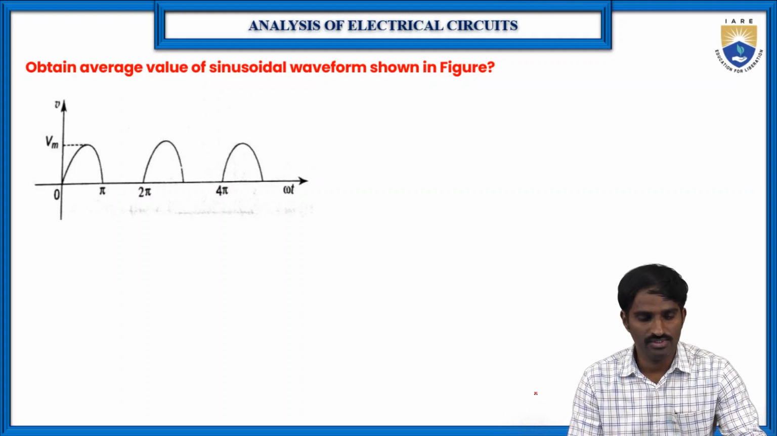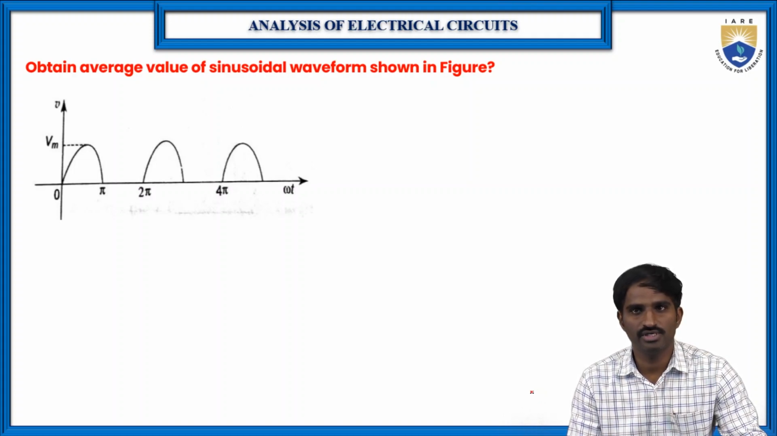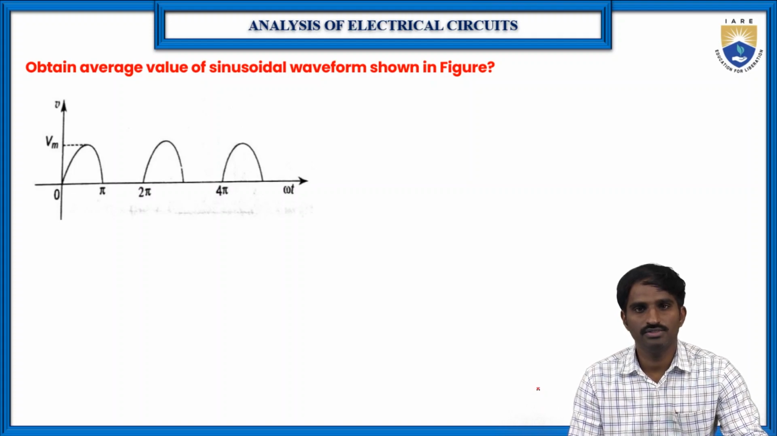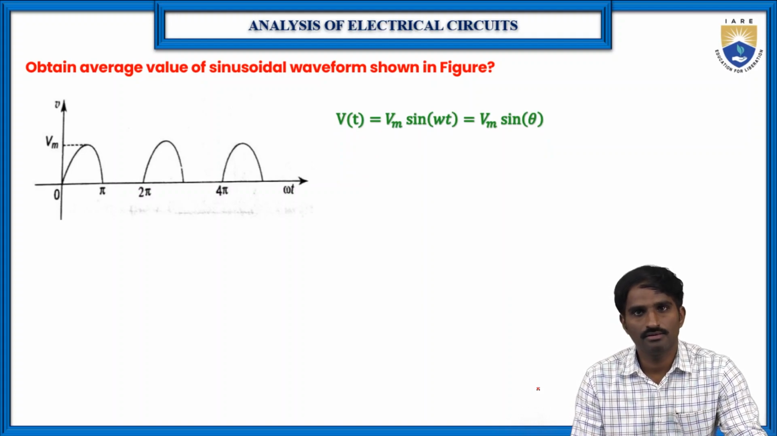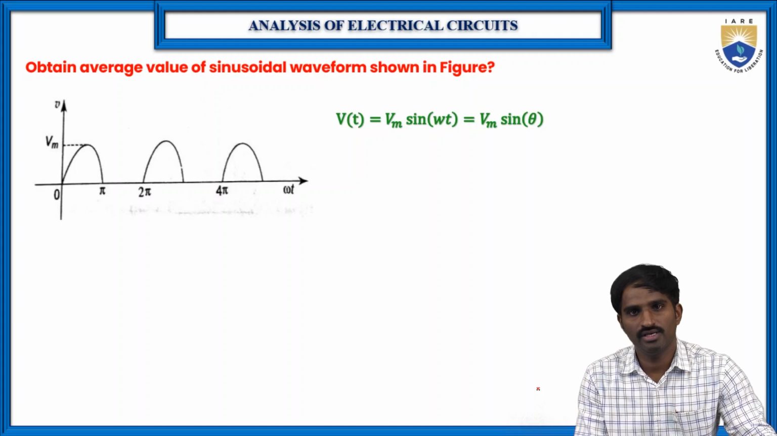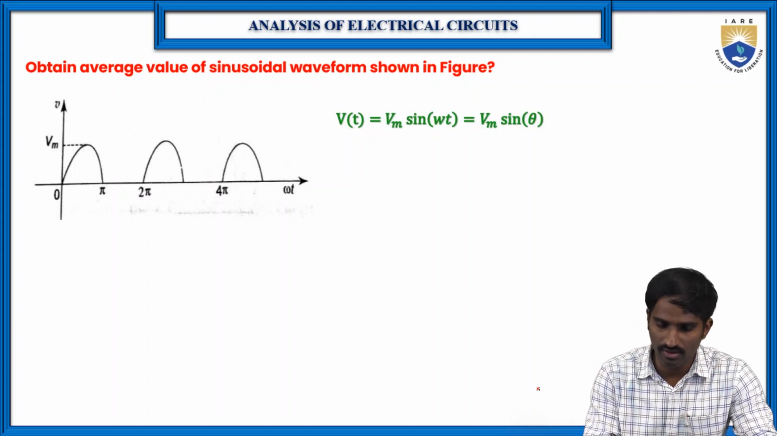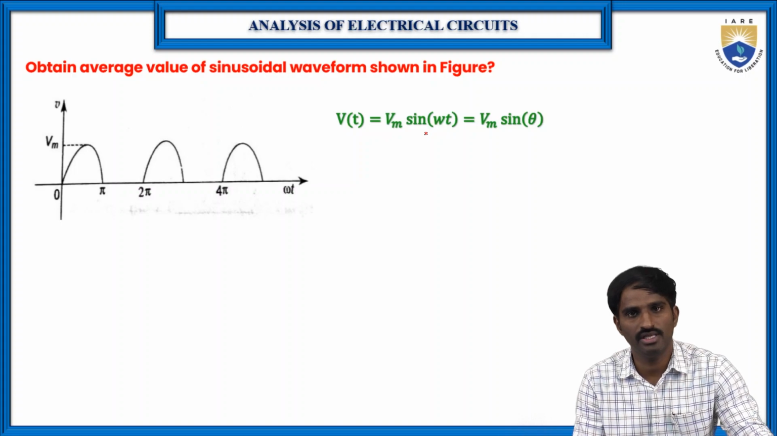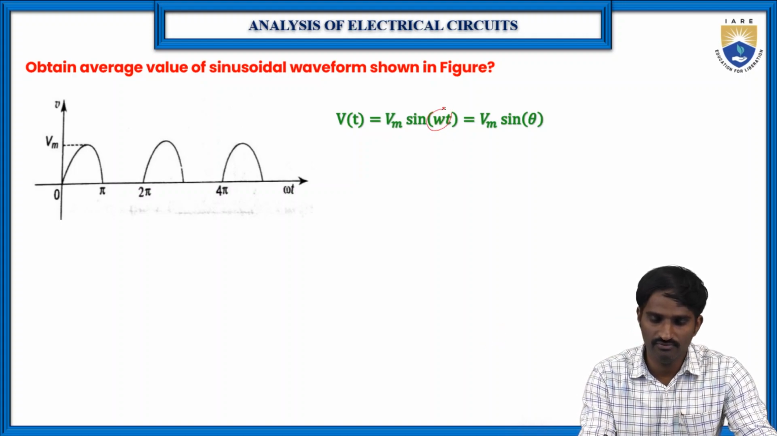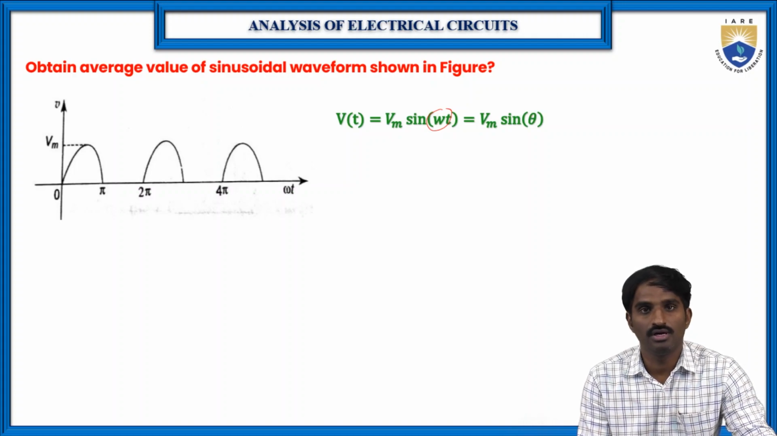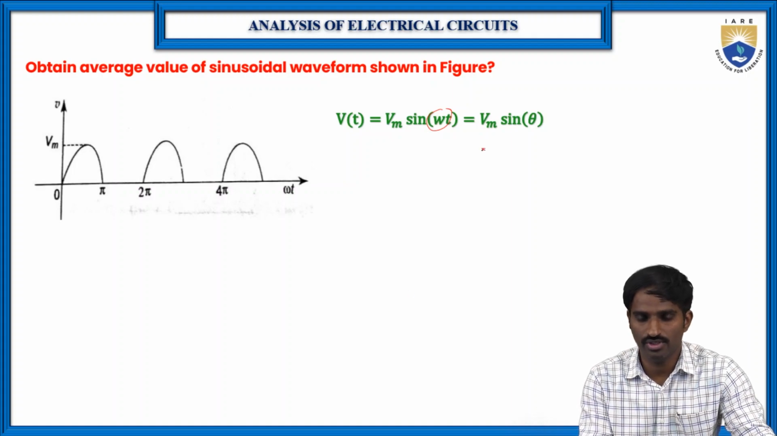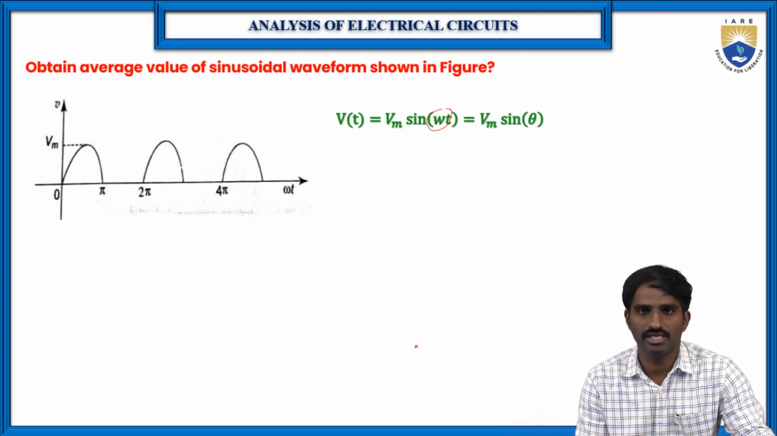So the first question is, obtain the average value of the sinusoidal waveform shown in the figure. First of all, we have to find the sinusoidal waveform for the figure as given. We can represent the sinusoidal waveform as V of t equals Vm sine omega t, where omega t can also be replaced with theta. So whatever it may be, if you get the value of these angles in terms of theta, then you can take Vm sine theta or Vm sine omega t.